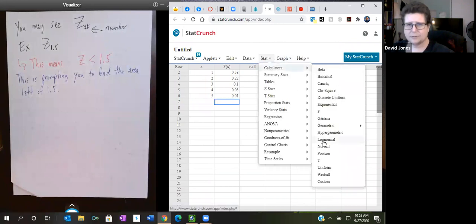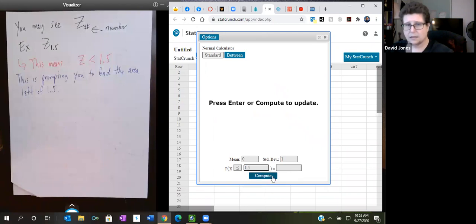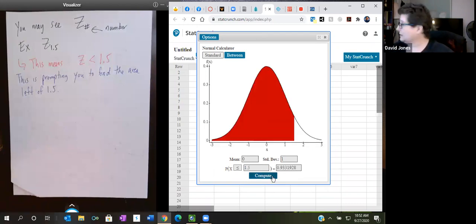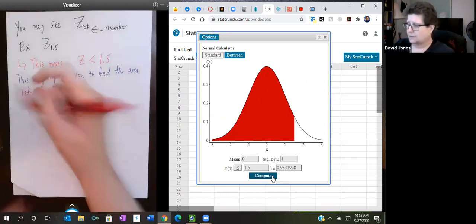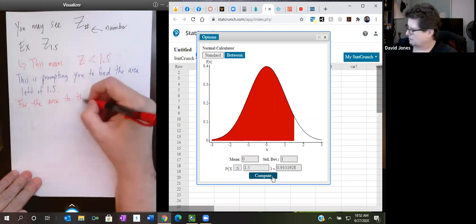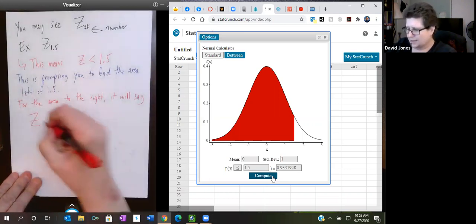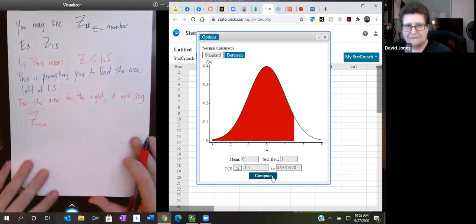That calculator is normal. Like that. If they want areas to the right, it will say this. It will say Z with this funny symbol like that. It kind of looks like the infinity symbol.